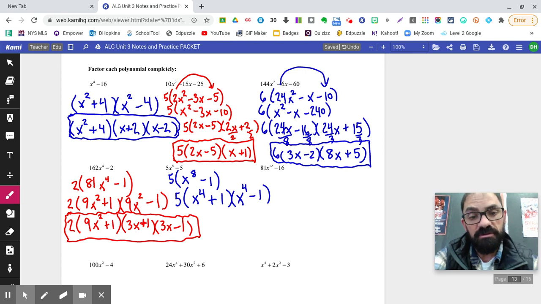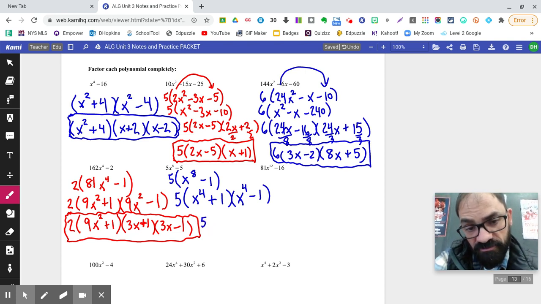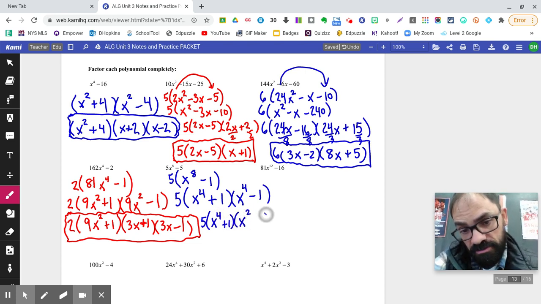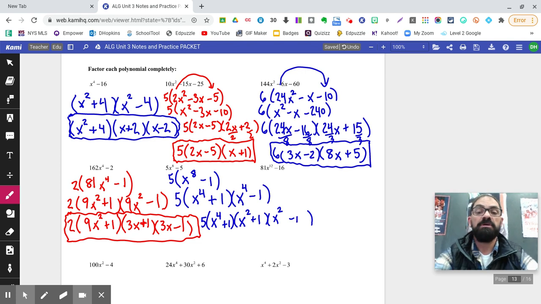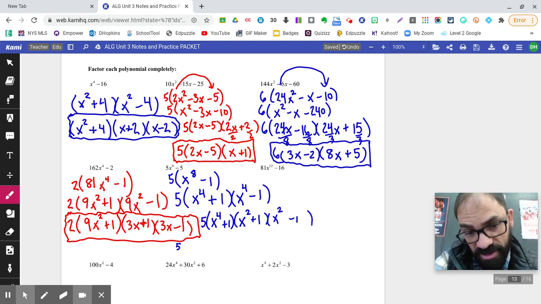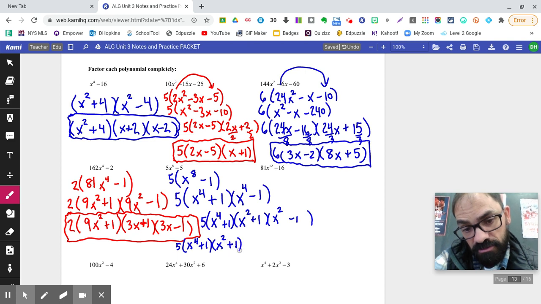We still have another perfect square. So bring the 5 down. X to the 4th plus 1. X squared times x squared plus 1 minus 1. Oh my gosh, we're not done yet. Do we see another perfect square? We sure do. So 5, x to the 4th plus 1, x squared plus 1.